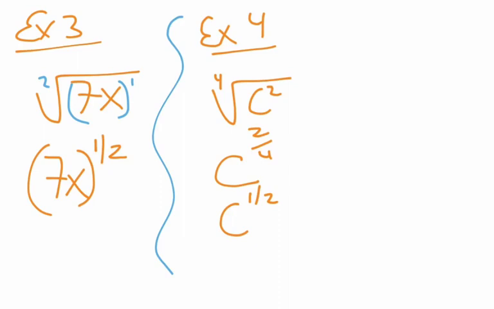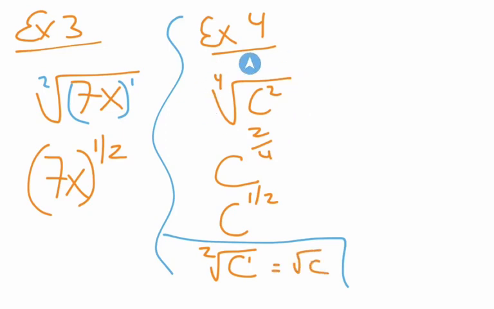Pretty cool, huh? And sometimes you might even change it back to a radical. Okay? So you could actually go back and say, all right, now I can do the square root of c to the first power, or just the square root of c. And so you're able to figure out that the fourth root of c squared is actually the same as the square root of c. So you've got all these different ways that you can juggle them around.